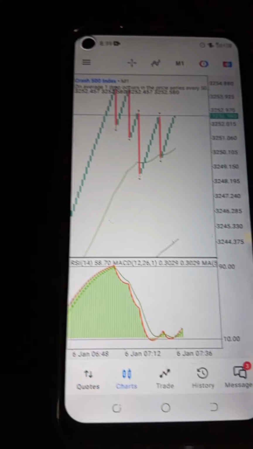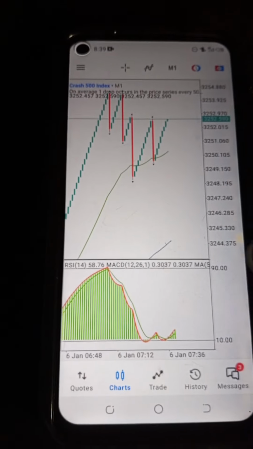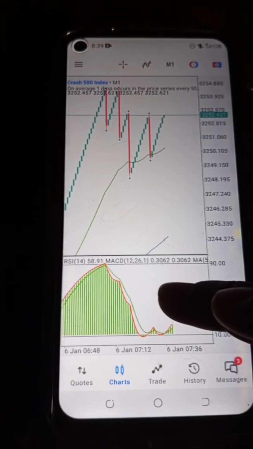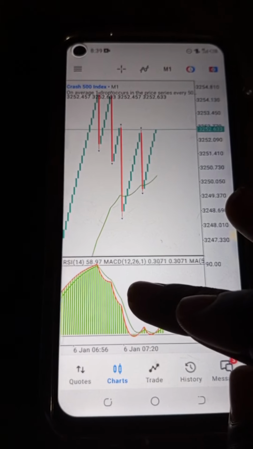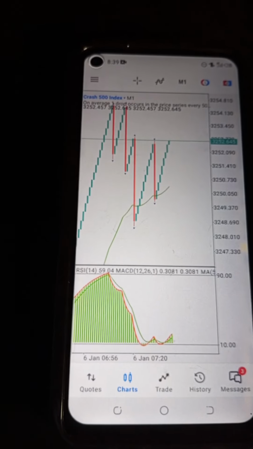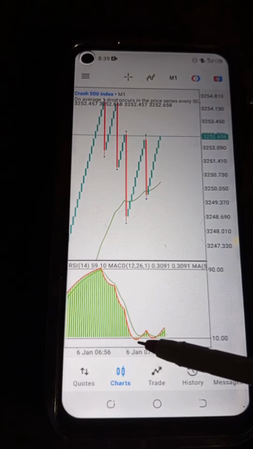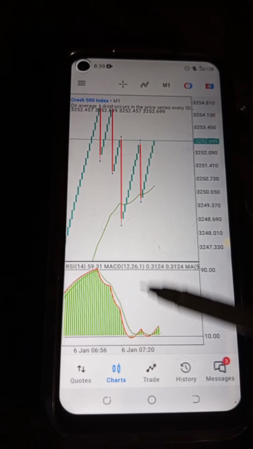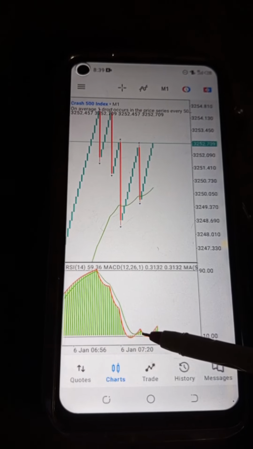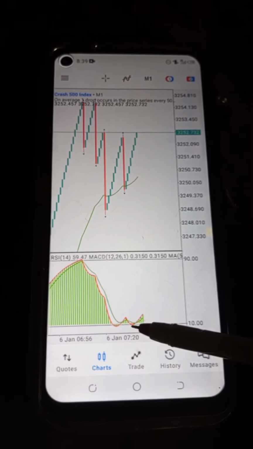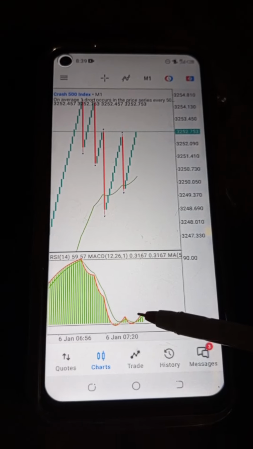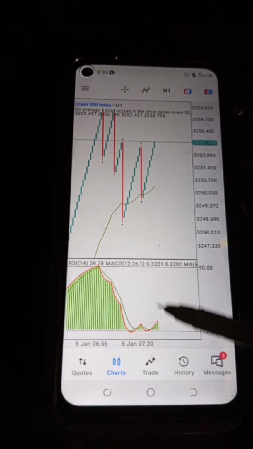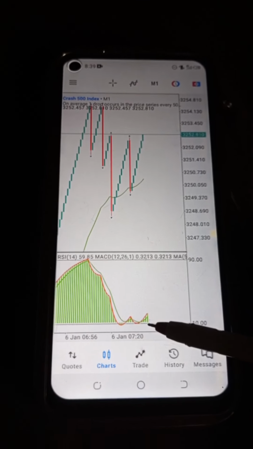Let's check Crash 500. Okay, guys, you can see Crash 500 is buying. In this place now, our moving average touched the 10 level and it crossed. Guys, it has not crossed very well here, as you can see. You have to wait for it to cross very well. So guys, it now fell back to our same 10 level. Guys, it's still a good entry to enter.